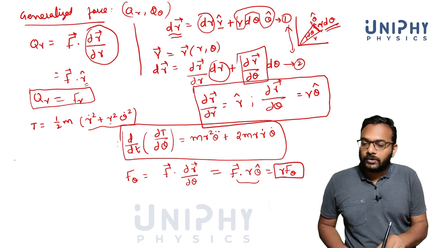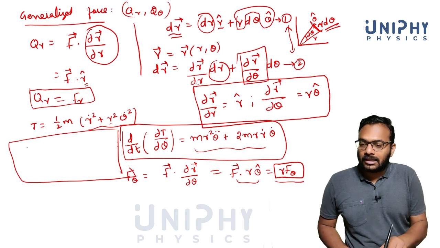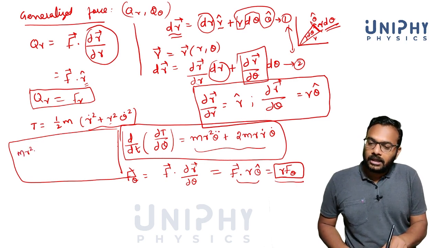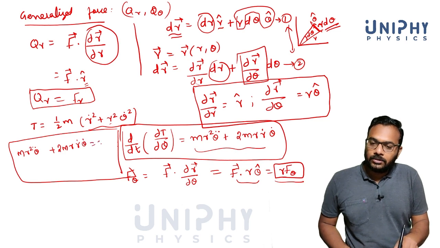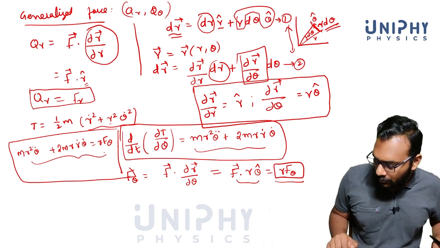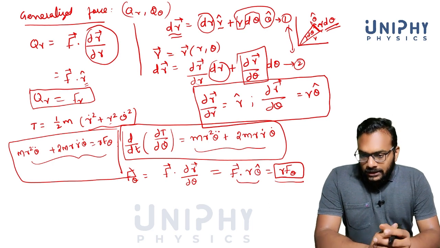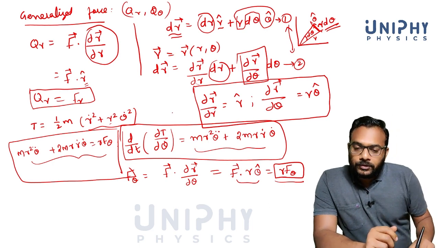The equation of motion for theta becomes, I'll just write it here. You combine this and this, and you get m r square theta double dot plus 2 m r dot theta dot is equal to r f theta. Okay, r f theta. And yeah, that's it.